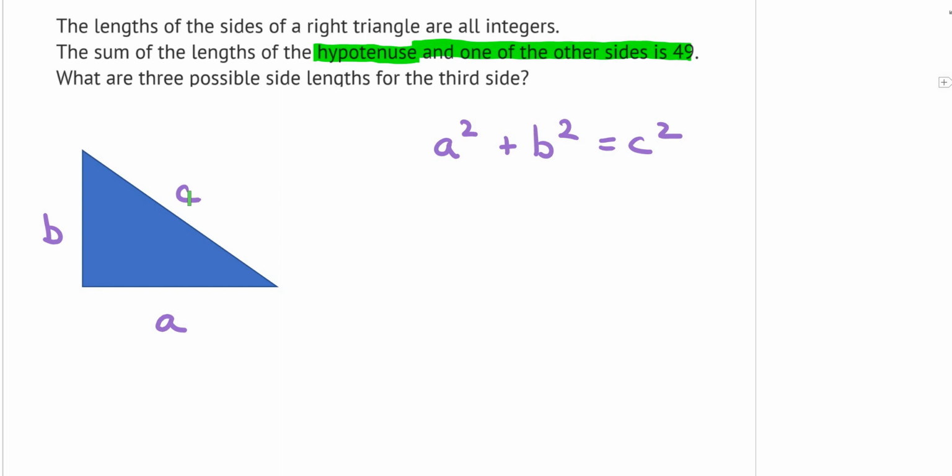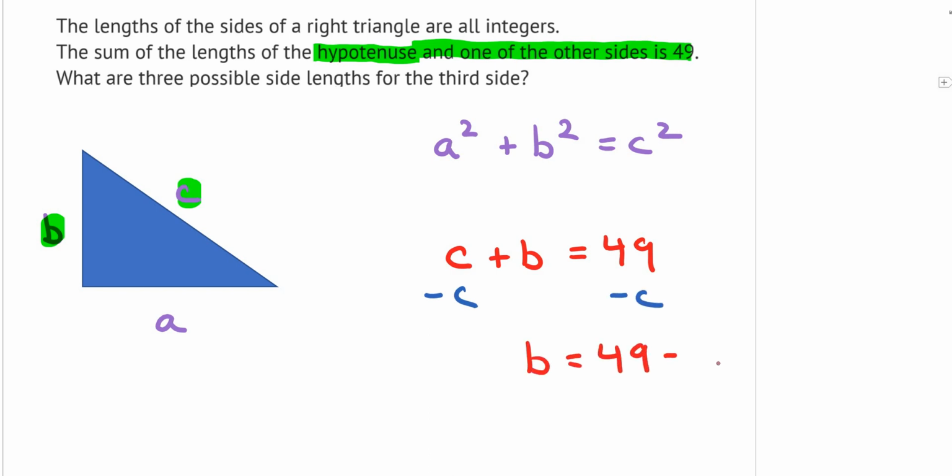Okay, so if I take a look at the hypotenuse, which is c, I need to grab one other side. So let's grab this side over here. So we're saying that c plus b equals 49. And if I solve for b by subtracting c from both sides, b would equal 49 minus c. So I'm going to erase this b over here, and I'm going to write 49 minus c.